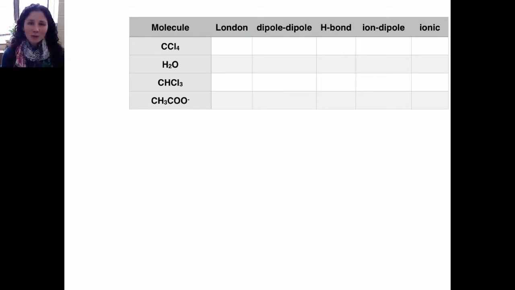Now I'm going to draw the Lewis structure of these molecules so that we can decide whether they're polar or nonpolar, and whether they have hydrogen bonding or ionic charges. Here's the Lewis structure of the first molecule. This is carbon tetrachloride. This molecule has polar bonds. However, it's overall nonpolar because all of the polar bond vectors cancel each other out. So this is a nonpolar molecule.